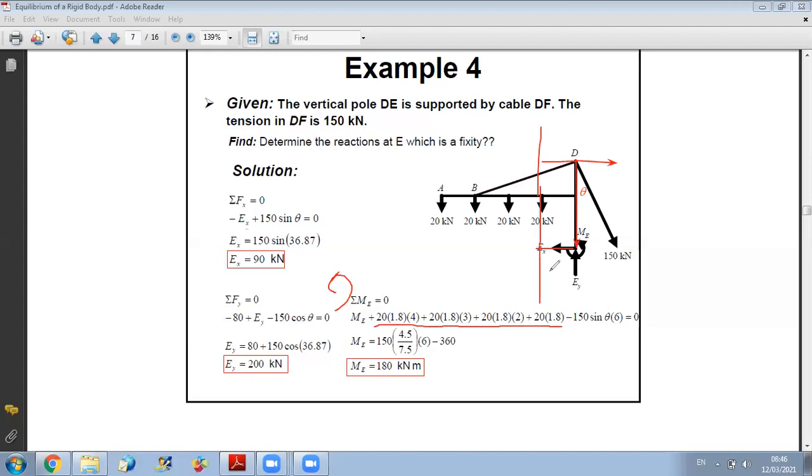Now the only different term will be the moment of Dx about E. And the moment of Dx about E is here clockwise. It's equal to Dx times 6. And as you know already, Dx is calculated as 150 sine theta. And Ex and Dx are opposite. So we will obtain the same equation obtained before. So this equation will give us the value of ME.